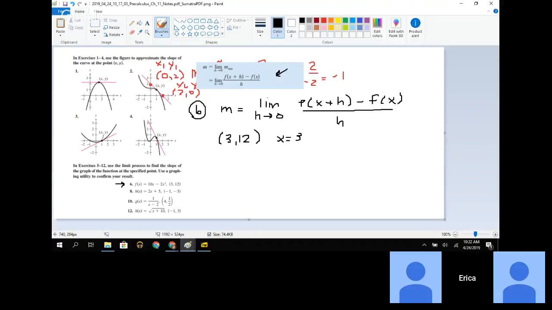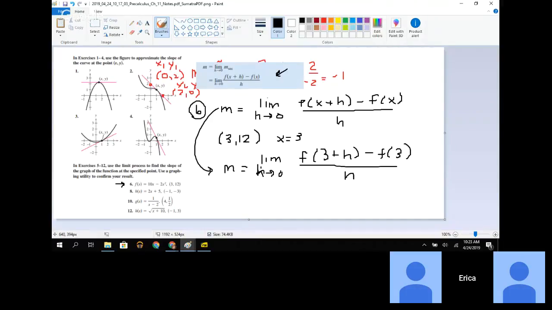Okay, so for this slope, we want the limit as h approaches 0 of f of, and instead of x, we're going to write 3 because we know we're at 3, so 3 plus h, minus the function at 3, divided by h. Because we're doing the limit as h approaches 0, h isn't something that we can plug into our function. It's something that we're going to have to divide out, and you'll see how that works out mathematically.